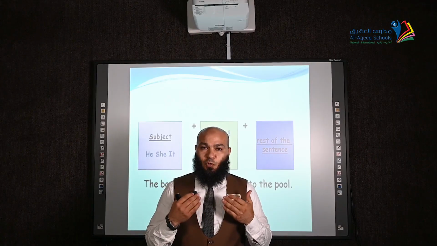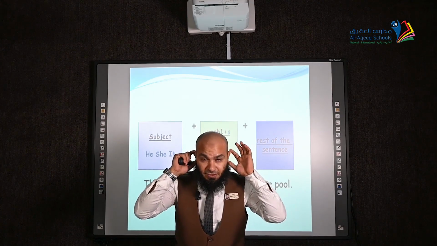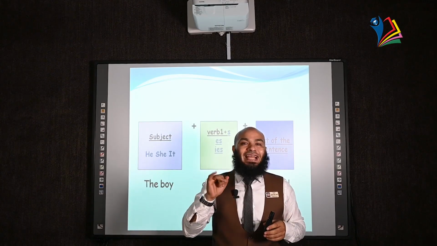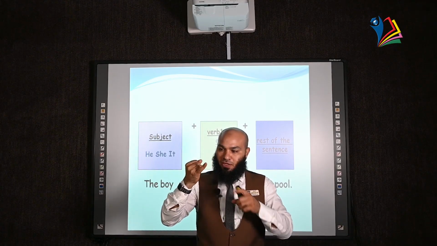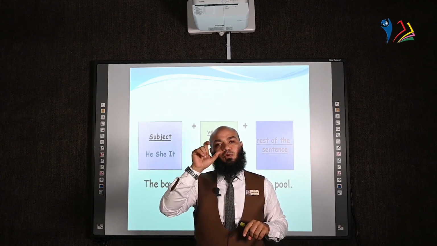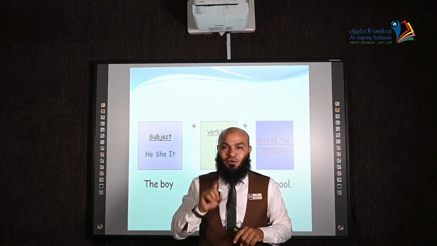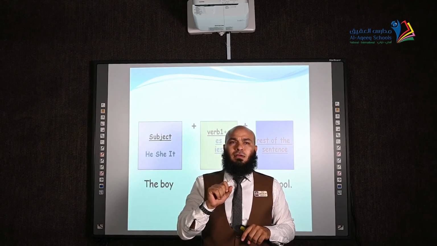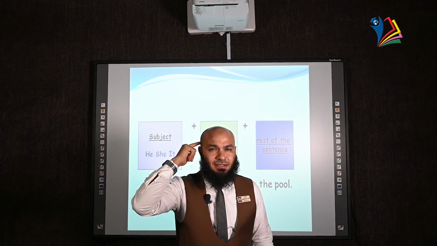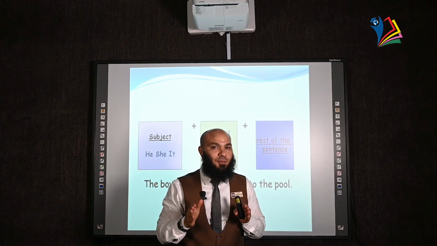When do we add s, when do we add es, when do we add ies? Listen carefully, guys. We add s to all verbs. We add es if the verb ends with ss, sh, ch, o, or x. If the verb ends with one of these, we add es to the end of the verb.